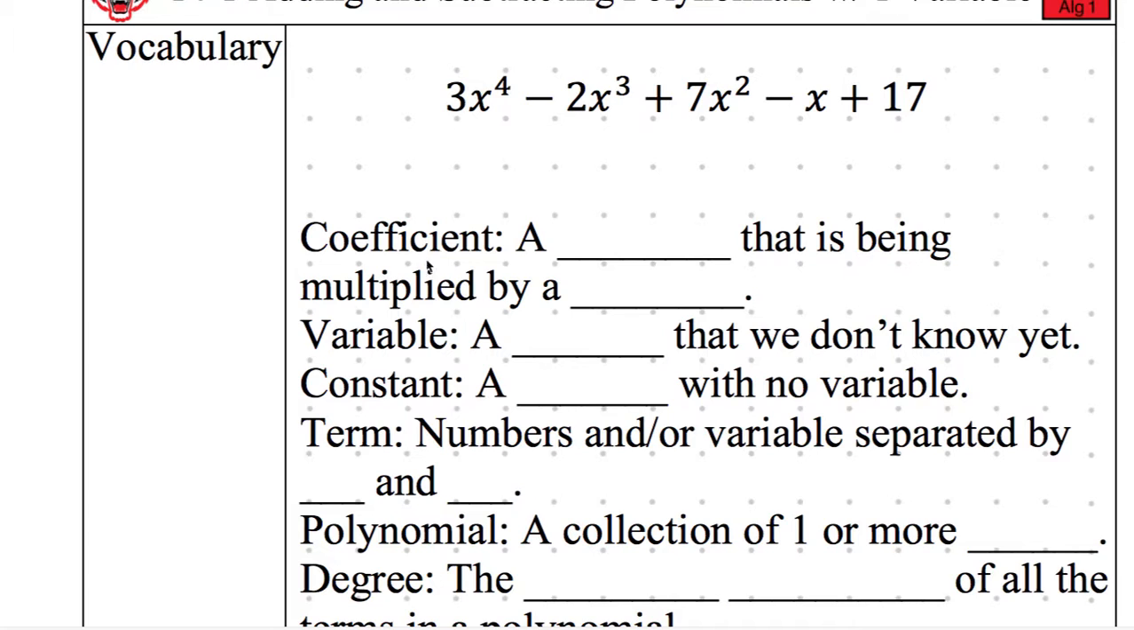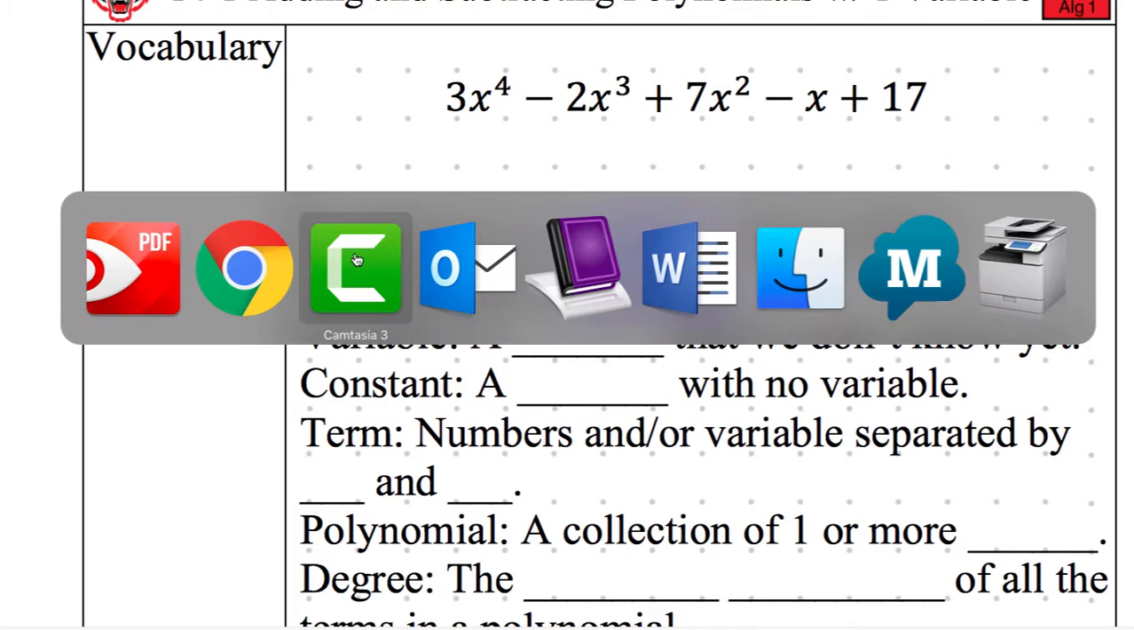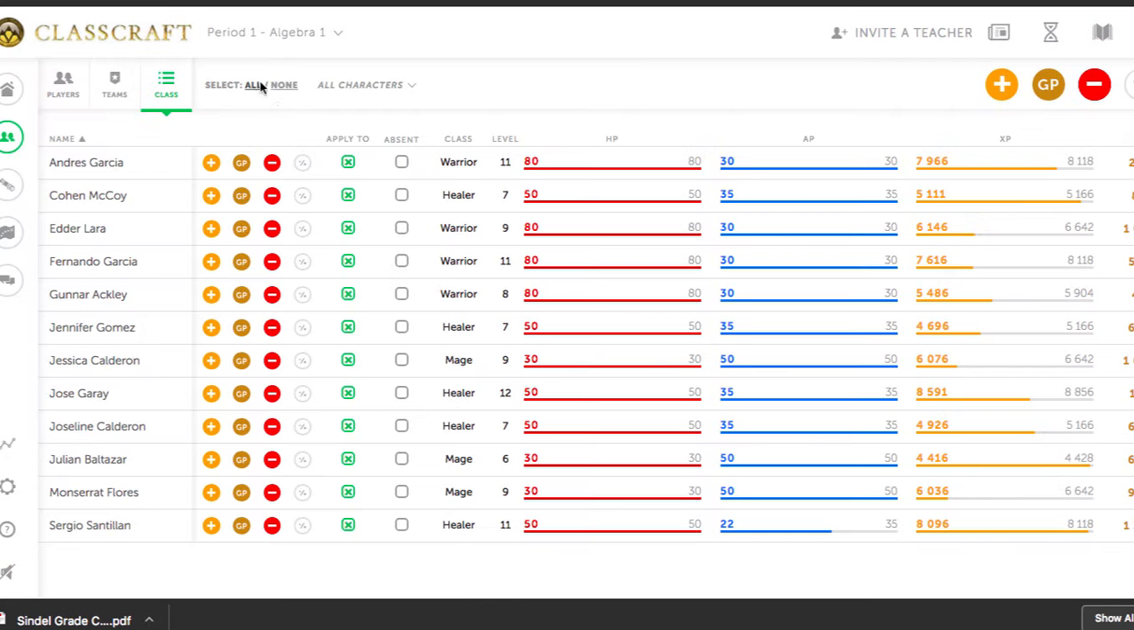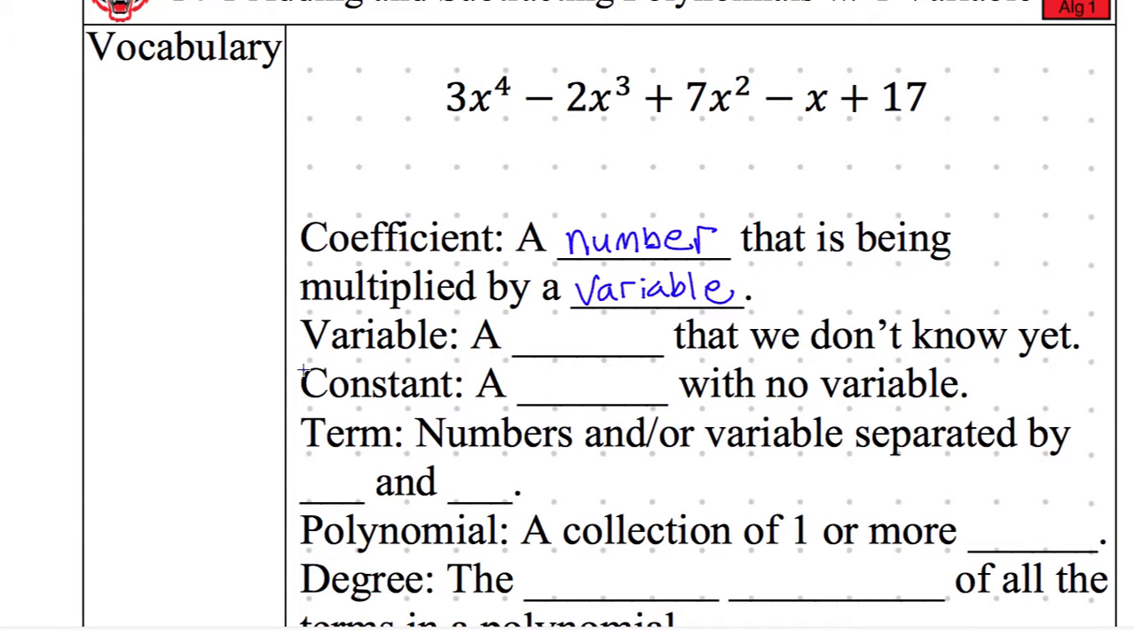It is. Write it down. It is a number that is being multiplied by a variable. Gunnar got both words 100% correct. Coming back here to Classcraft, Gunnar. There you are. 50 XP. All right, and your card is now turned in.